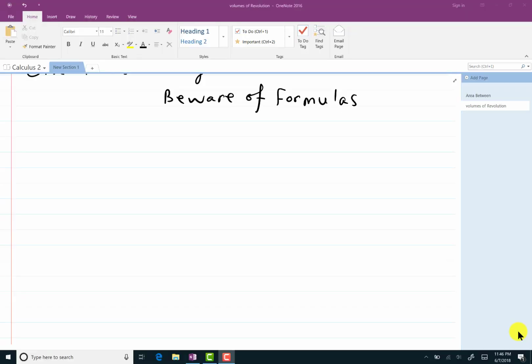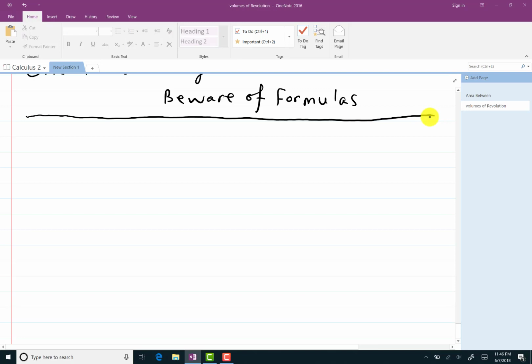Here's the second part of the finding volumes methods in calculus. This time we're going to do something called the method of cylindrical shells. So let me write that out. You'll see why cylindrical in a minute.